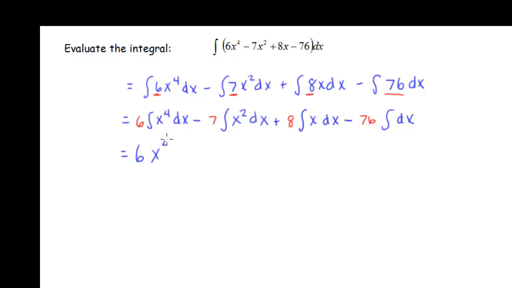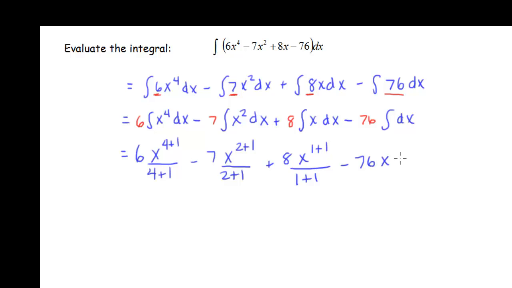So here we're going to have x to the 4 plus 1 divided by 4 plus 1, minus 7 x to the 2 plus 1 divided by 2 plus 1, plus 8 x to the 1 plus 1 divided by 1 plus 1, minus 76x plus c. Now notice I have done the antiderivative, so all those integral signs have gone away, and my dx's have also gone away, and in place I have the antiderivatives and a plus c.